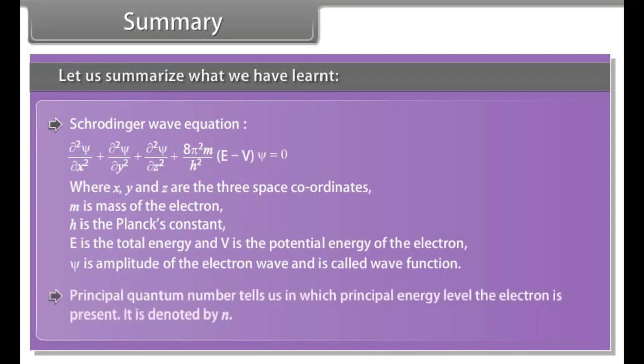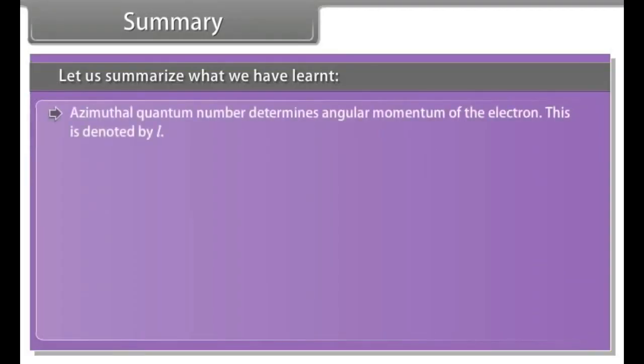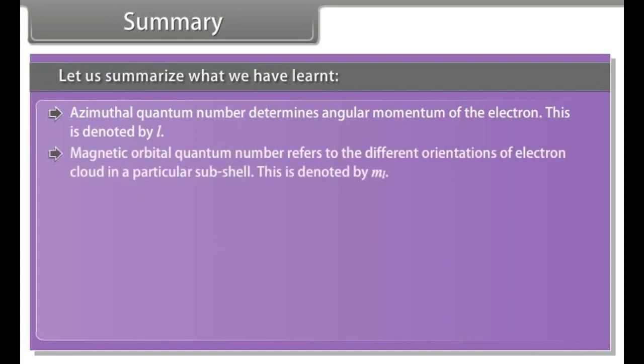Principal quantum number tells us in which principal energy level the electron is present. It is denoted by n. Azimuthal quantum number determines angular momentum of the electron. This is denoted by l. Magnetic orbital quantum number refers to the different orientations of electron cloud in a particular subshell. This is denoted by m l.